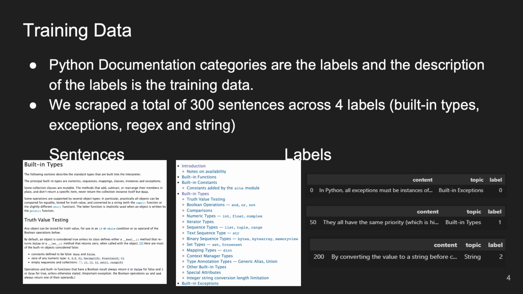The training data used are sentences scraped off of the documentation under different categories. These categories are the labels for the sentences. We scraped a total of 300 sentences across 4 labels, which are built-in types, exceptions, regular expressions, and strings. Over here you can see the final clean data that has the content, the topic, and the associated label.